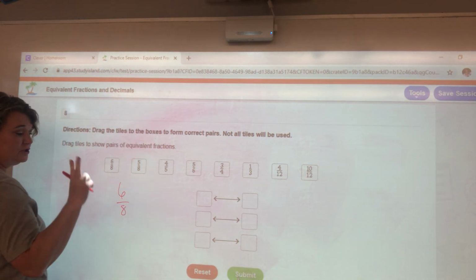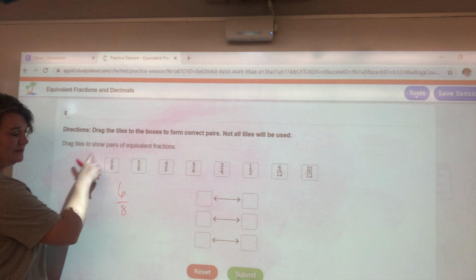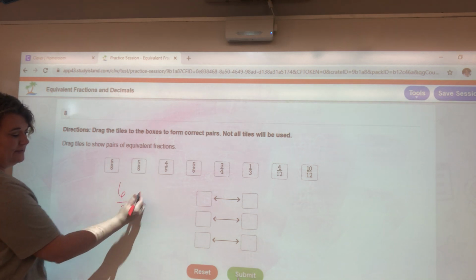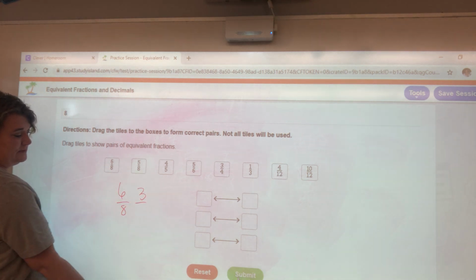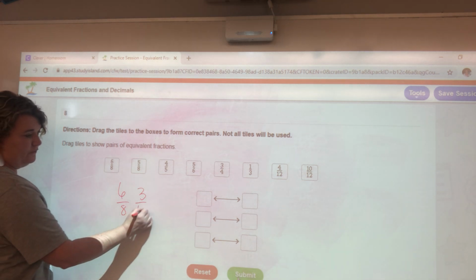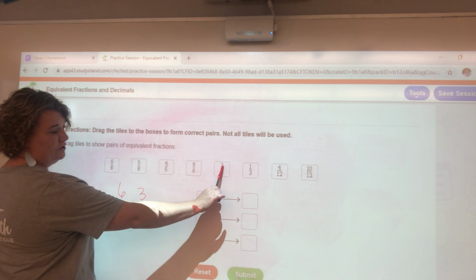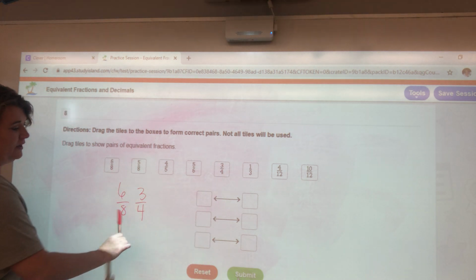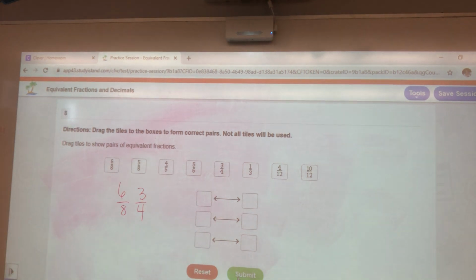Since they're even numbers, 2 could go into both of them. How many times could 2 dive into that 6? 3 times. How many times could 2 dive into that 8? 4 times. And since there's a 3/4 right here, I'm going to drag 6/8 down and 3/4 down, and those are equivalent. So that takes care of that one.